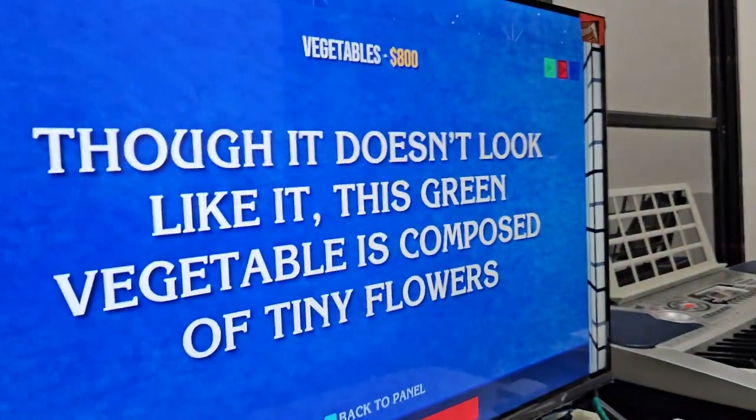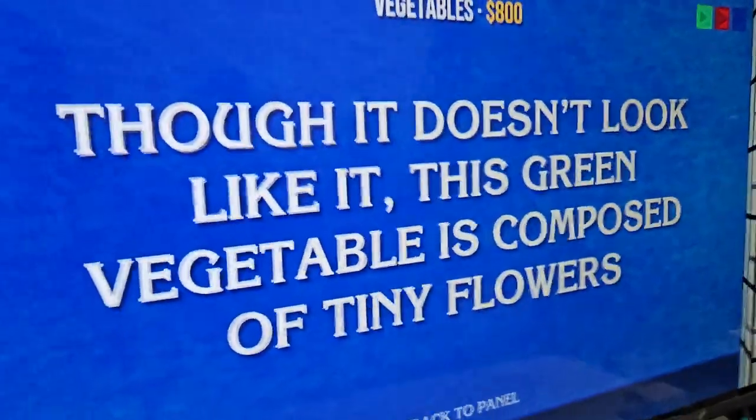I choose vegetables for 800. Vegetables for 800. Alright, answer. Though it doesn't look like it, this green vegetable is composed of tiny flowers. Why are you laughing? What is broccoli? Oh, broccoli. You just eat that one.